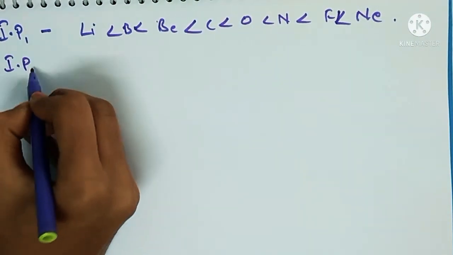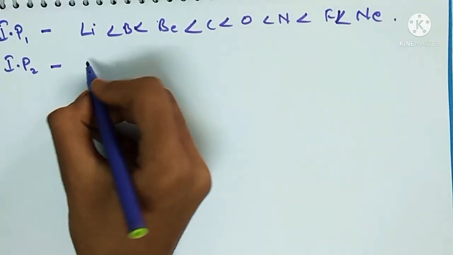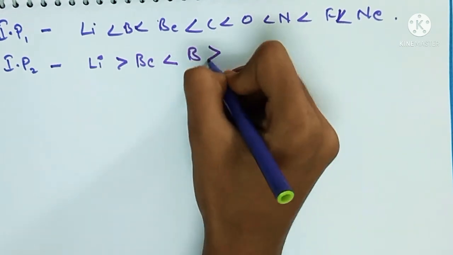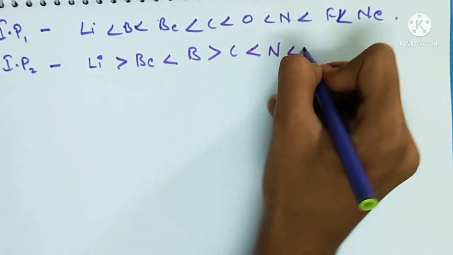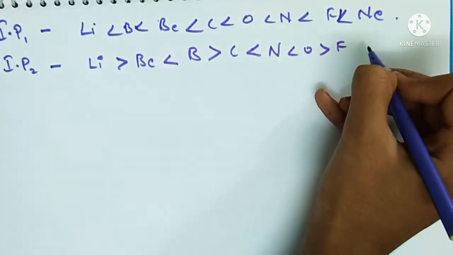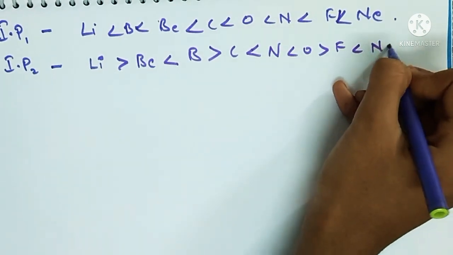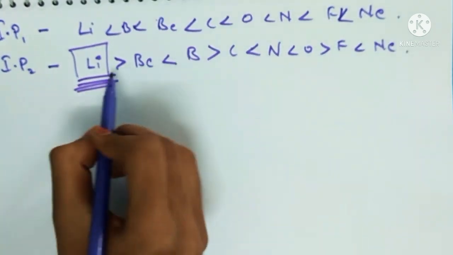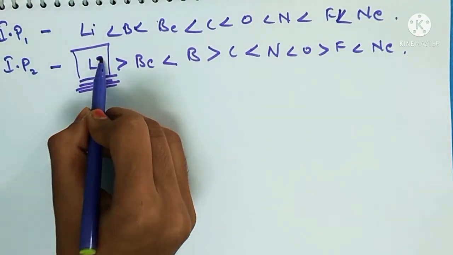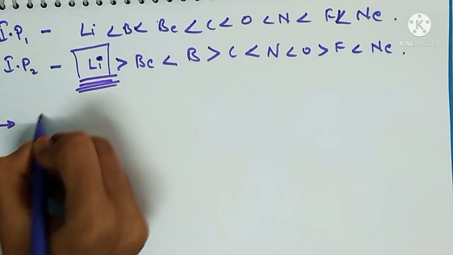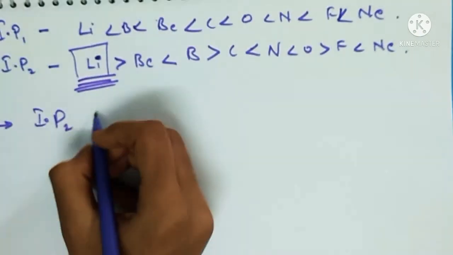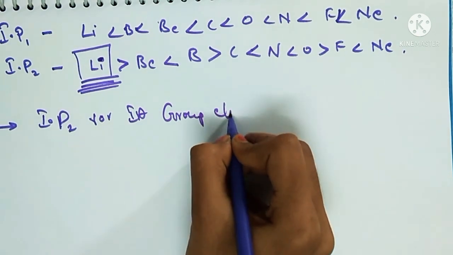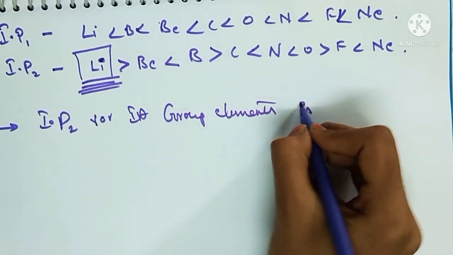But for IP2 it differs. It will become different, less than neon. And the IP2 for 1A group elements will be the highest. That is an important point: IP2 for 1A group elements is highest.